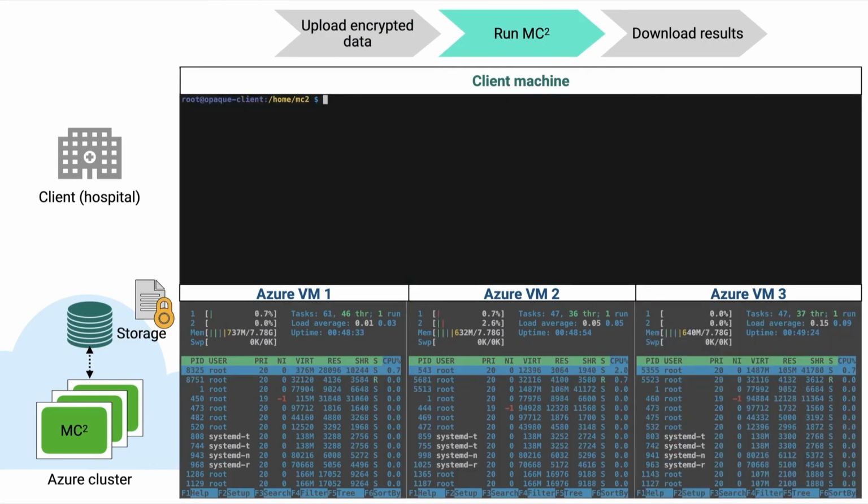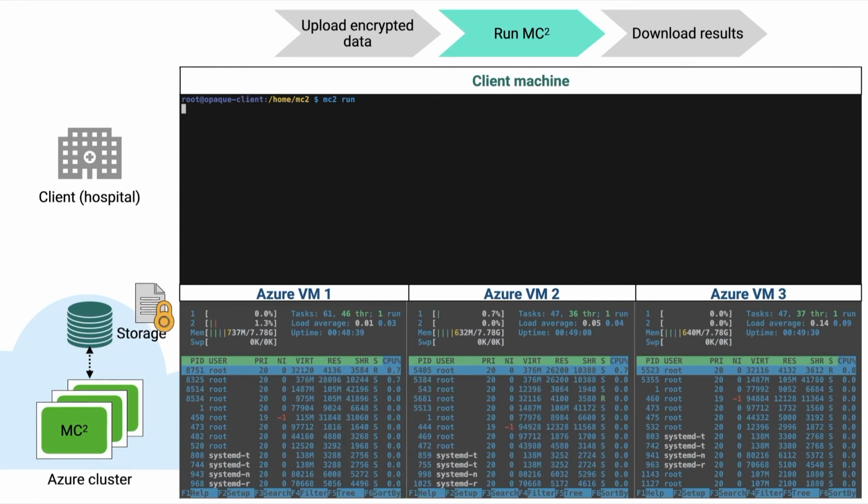The user then executes the command MC² run. In the background, the client application automatically attests the MC² deployment on the cloud, making sure that the correct software is running securely within enclaves. It then tells MC² to trigger the training process.